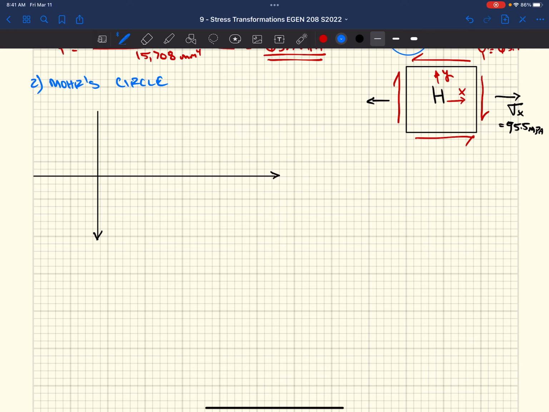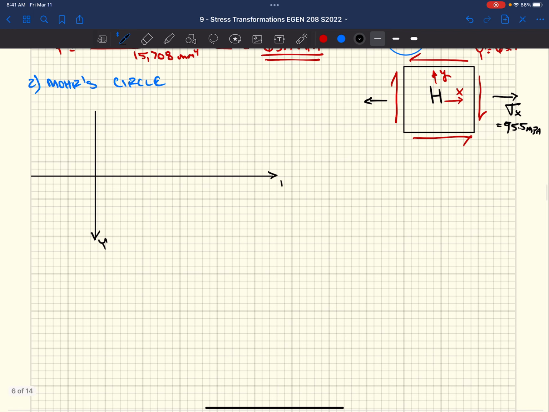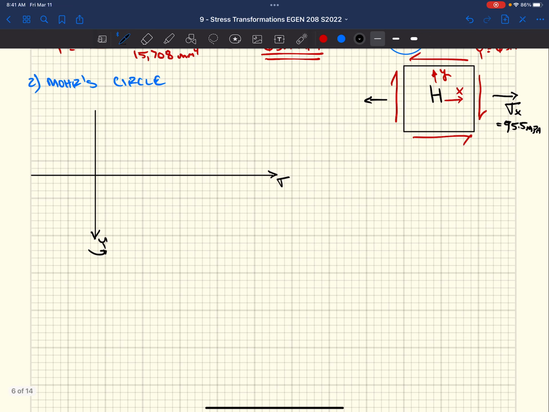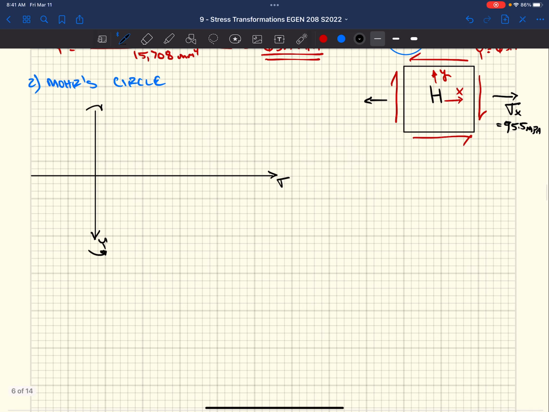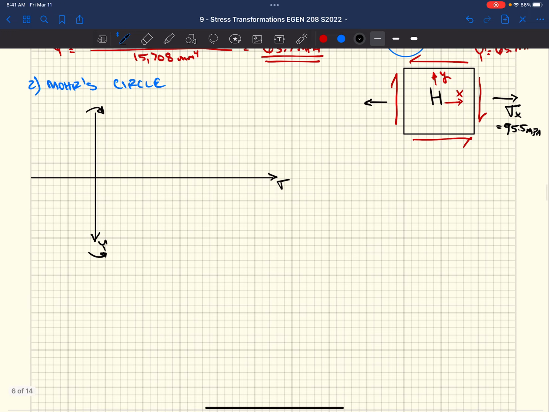We need to plot our points. Well, we know that our shear stress is plotted on our y-axis and normal stress on our x-axis. We know that at the bottom, because it's positive by the right-hand rule, I usually just twist my fingers in the direction of the arrow, and I want my thumb pointing out of the page as positive, so it's counterclockwise. And then if we're above, we're clockwise.